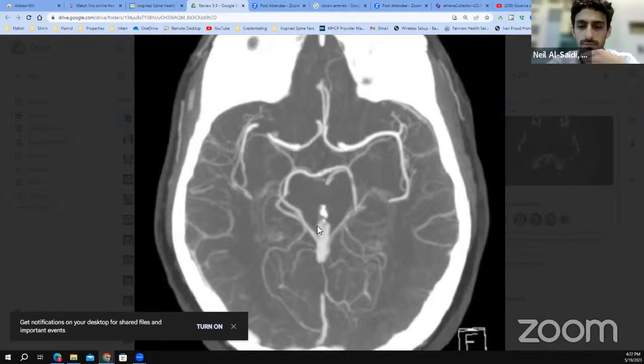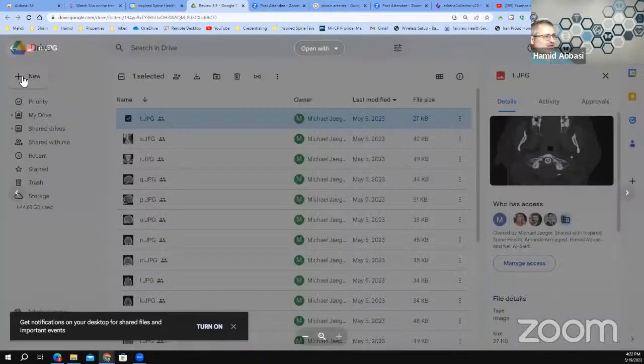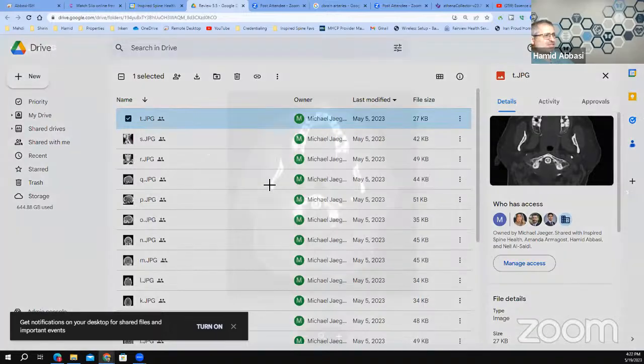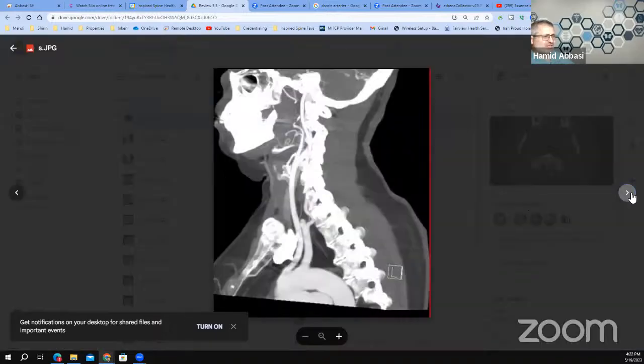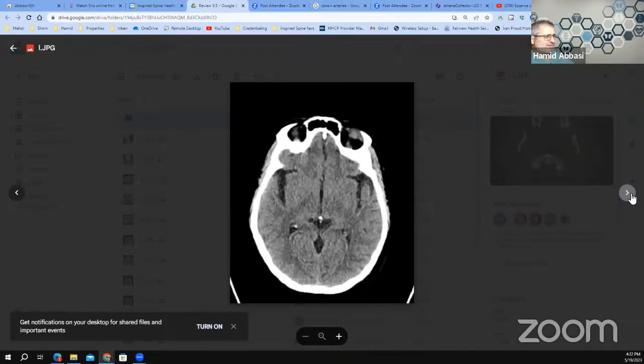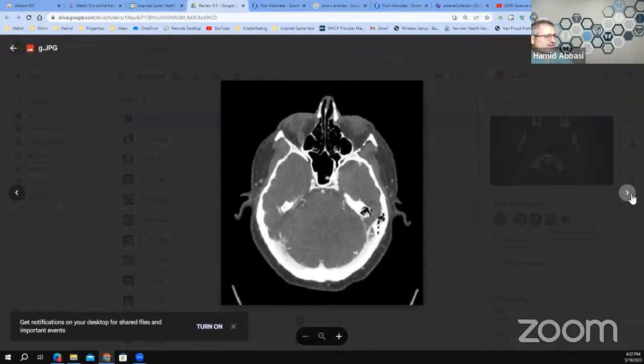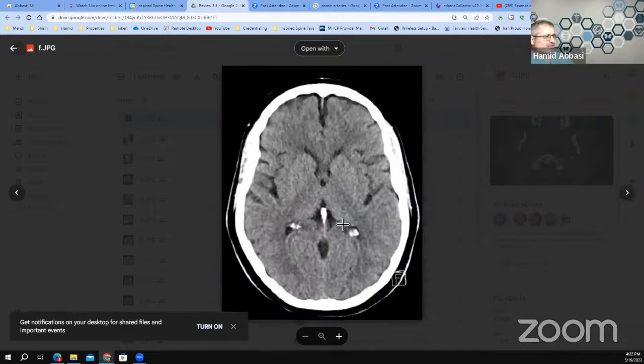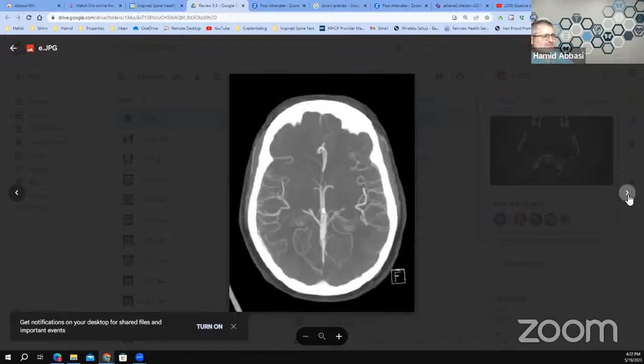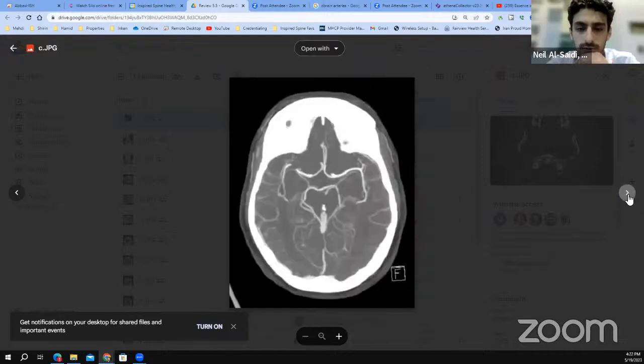So this is not the basilar artery, because anterior to the basilar, or in proximity of the basilar artery, you would see the fourth ventricle. Let's go back here. Here you see the third and fourth ventricle. So here, go back here.